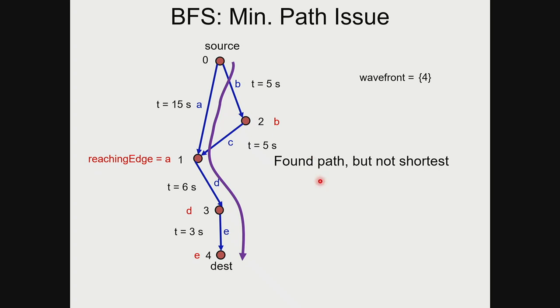So we found the path, but it's not the shortest. Why? Because if you sum up all of the travel times along this path, we are adding 15, 6, and 3. But if we go through B and C instead of A, we are doing 5 and 5. So 10 is less than 15. Because our breadth first search algorithm currently doesn't have any information about the travel time, it does not guarantee the optimal solution to our problem. Node 1 was only visited once because we are relying on this visited flag.